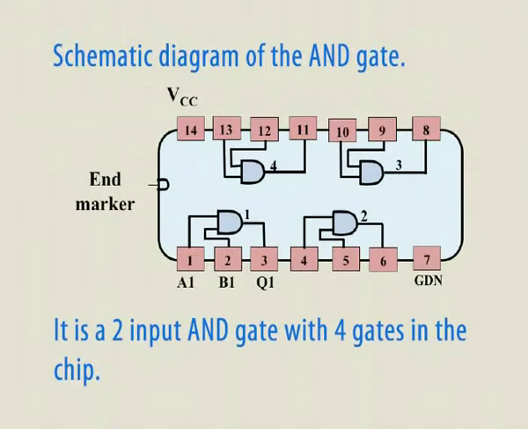For example, in gate 1, pins 1 and 2 are the input terminals, while pin 3 is the output terminal. In gate 2, pins 4 and 5 are the input terminals, whilst pin 6 is the output terminal. In gate 3, pins 9 and 10 are the input terminals, whilst pin 8 is the output terminal.